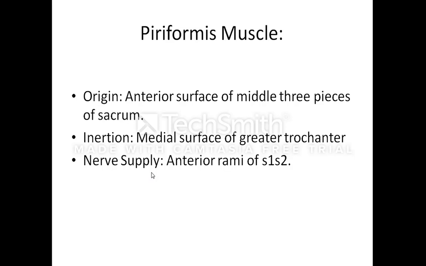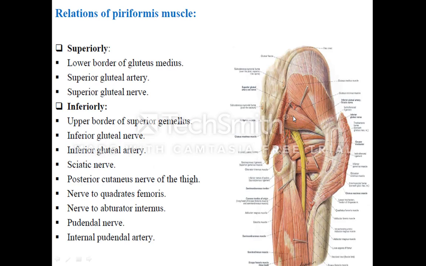The piriformis muscle, the key muscle in the gluteal region, originates from the anterior surface of the middle three pieces of the sacrum and is inserted into the medial surface of the greater trochanter. It is innervated by the anterior rami of S1 and S2. As you see here, this is the piriformis muscle, a very important muscle and a key muscle in the gluteal region. It comes through the greater sciatic foramen, originating from the middle three pieces of the sacrum to be inserted at the middle part of the greater trochanter of the femur.